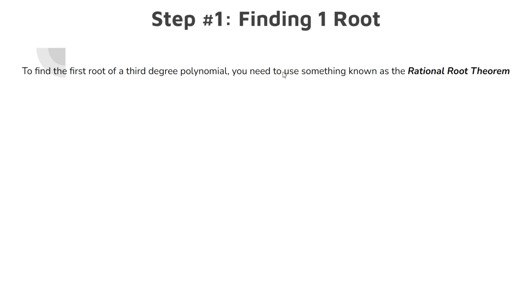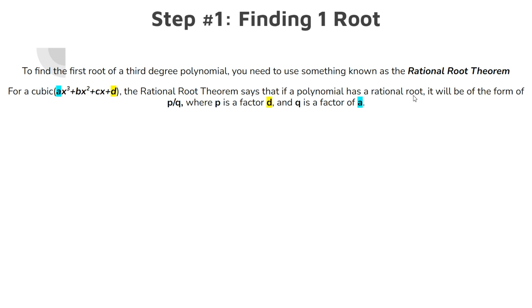In order to find the first root of a third degree polynomial, you'll need to use something known as the rational root theorem. This will be very important, and I want you guys to be using this every single time you solve a cubic or, eventually when we get to them, quartics. For a cubic, notice the A and D highlighted. The rational root theorem says that if a polynomial has a rational root, notice the if, not every polynomial will, it will be of the form P over Q, where P is a factor of D and Q is a factor of A.